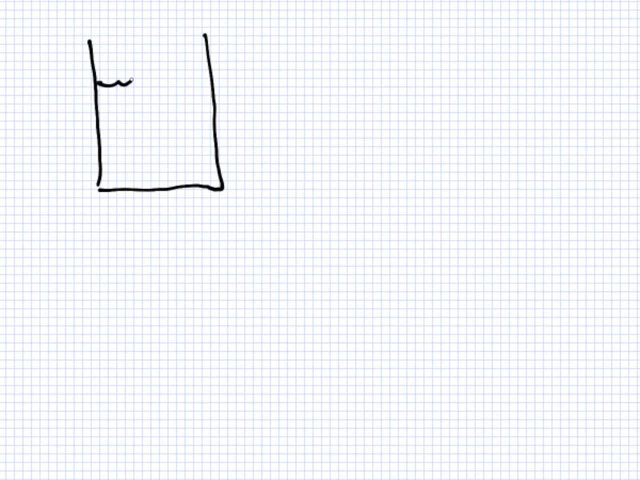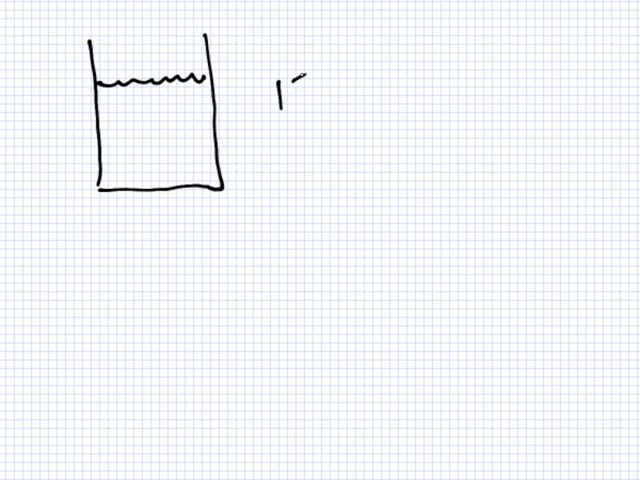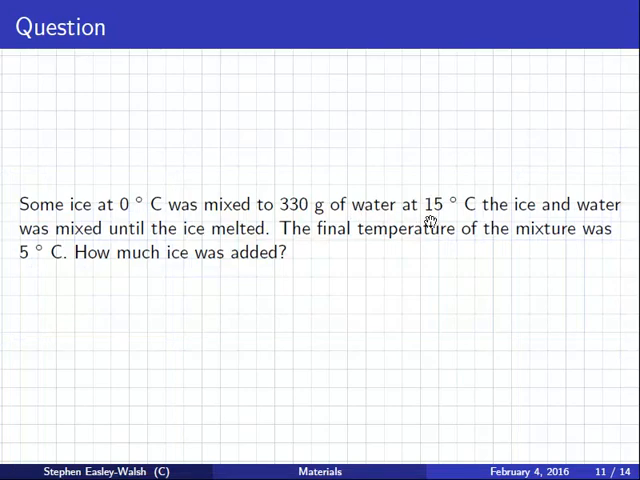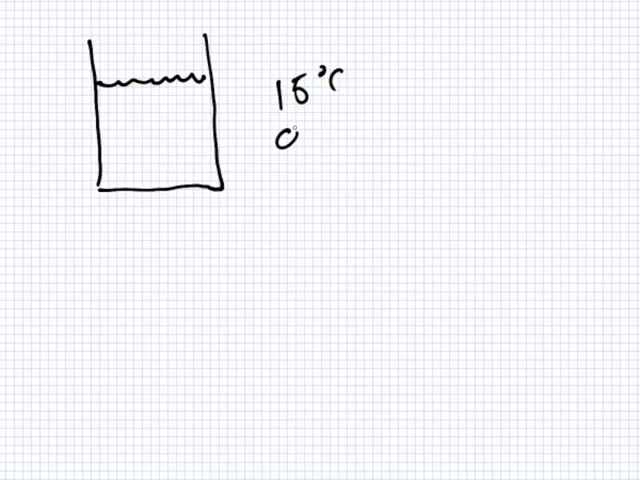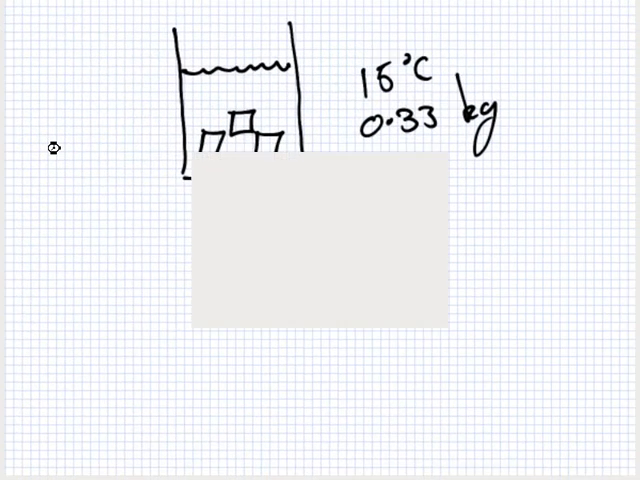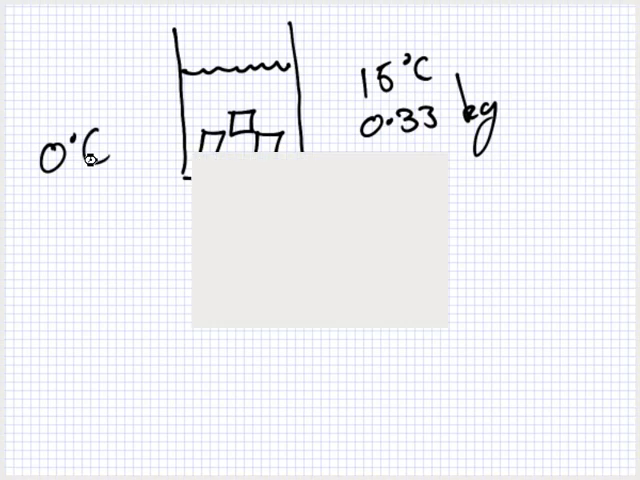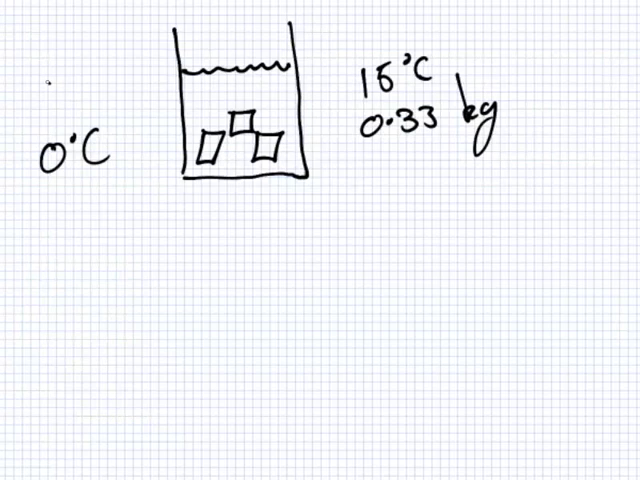Okay, so what you have here, what temperature is the water at the beginning? 15. And how much water do I have? 0.33. And then I have my ice. What temperature is the ice at? 0 degrees. And how much ice do I have? x. Got that?